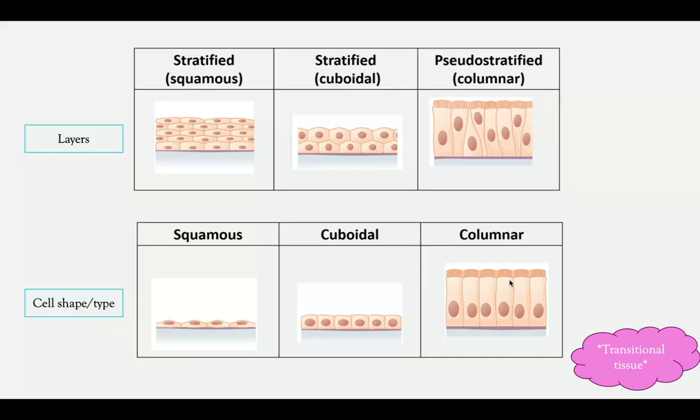Now I have in the corner transitional tissue. Transitional tissue is a type of epithelial tissue that is weird. There are always these exceptions, and transitional epithelial tissue is one of them. Transitional epithelial tissue does not have one of the three typical epithelial cell classifications. Transitional epithelial tissue has transitional cells. We'll talk about it more in a minute, but just keep it in the back of your head that transitional tissue is weird.